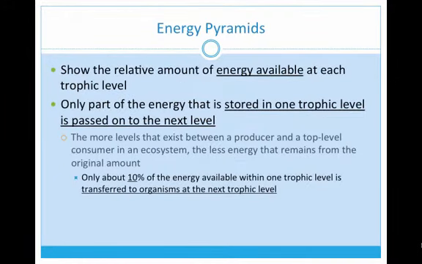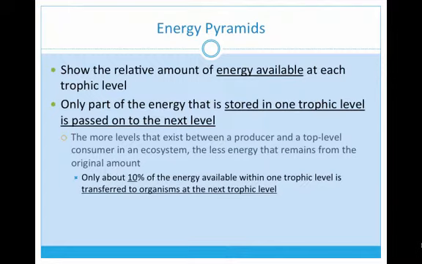Energy pyramids show the relative amount of energy available at each trophic level. So if the sun shines down onto the producers, they have 100% energy. Only part of the energy at that level is passed on to the next energy level. So only part of the energy stored in one trophic level goes to the next.